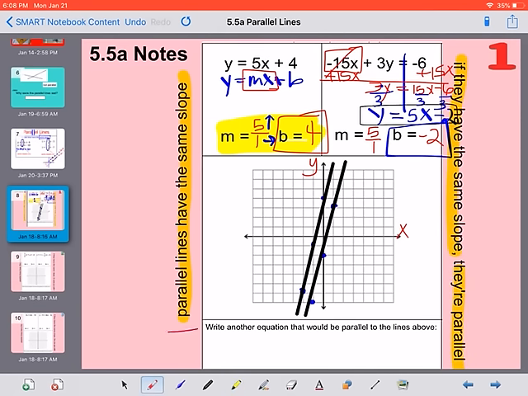So our question down at the bottom says, write another equation that would be parallel to the lines above. So if we have parallel lines, they have the same slope, so our m, in the form y equals mx plus b, has to be 5, or 5 over 1. It does not matter what b is, so you could add or subtract any number that you want here. We could begin at negative 3, or negative 4, or negative 5, as long as the slope is the same. Those lines would be parallel. So I'm just going to say plus 10. If we begin at plus 10, even though it's not on our graph, that line would be parallel because they have the same slope.